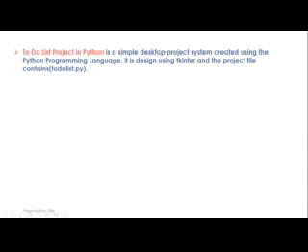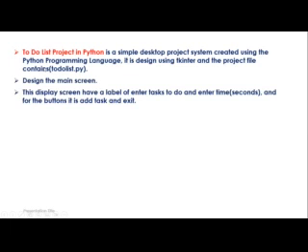So what things do you need? As you know, To-do is a simple desktop project system created using the Python programming language. I'm going to save the program as todolist.py. You can use any IDE, not only PyCharm, Python ideally anything. We have to design the main screen, and the screen should have a label for enter task, and enter time also, and buttons, like an add task button and so on.